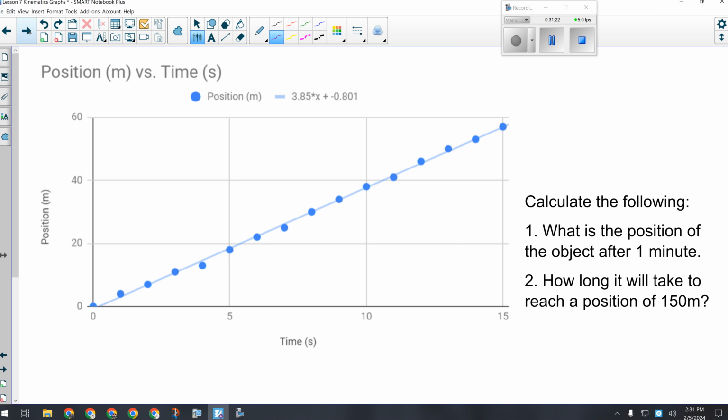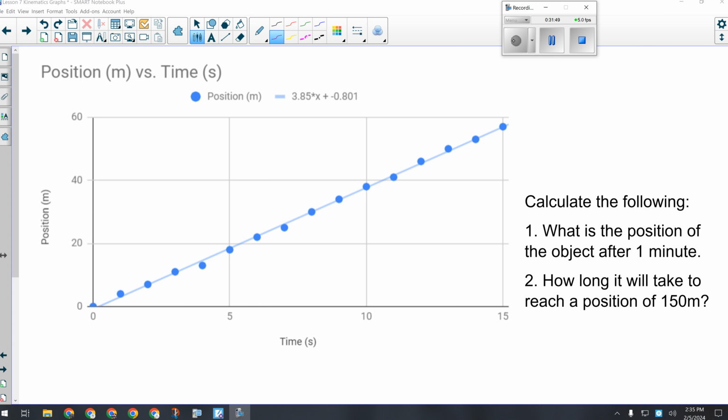Okay, we've done one like this. I want you to try this now without any guidance from me. Okay, you have a position versus time graph. You have the equation for the line. I want you to calculate those two things. Once again, this is just like your lab tomorrow. You're going to collect data and get a nice straight line like this tomorrow, and you're going to be asked to do very similar things with it.